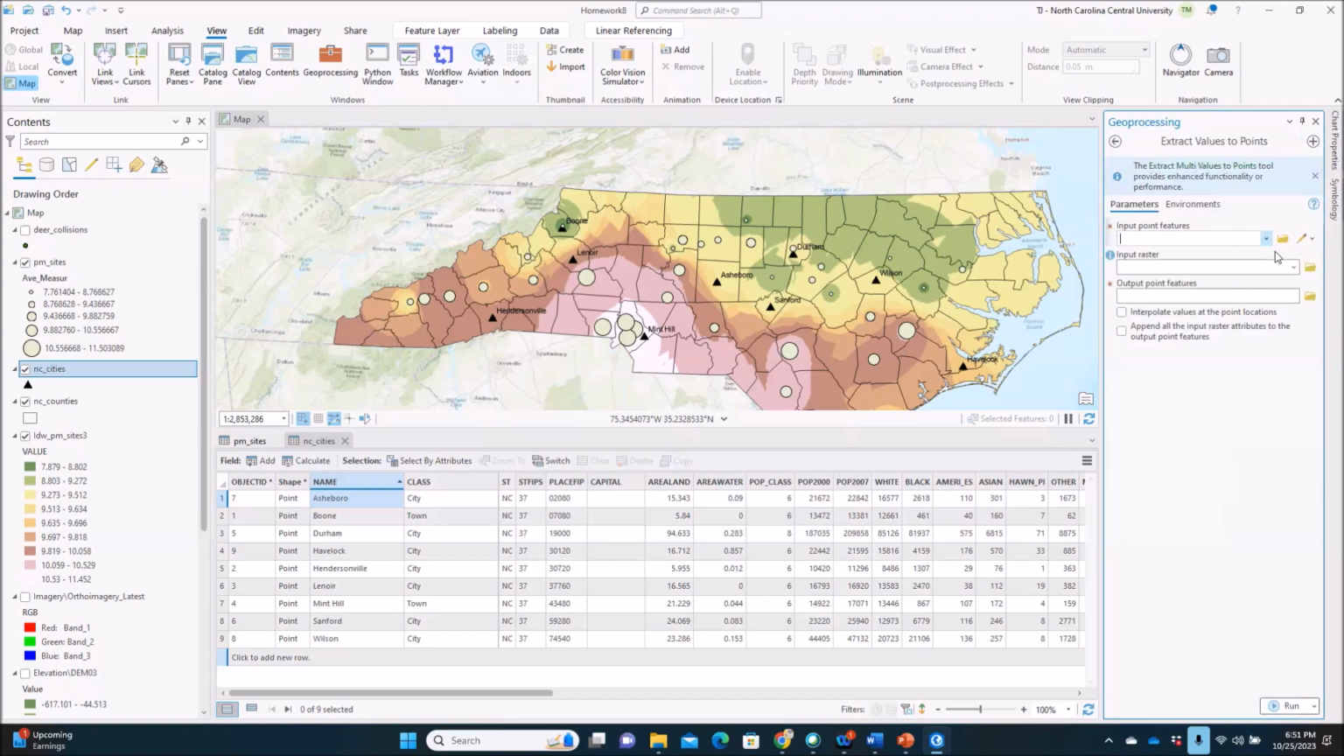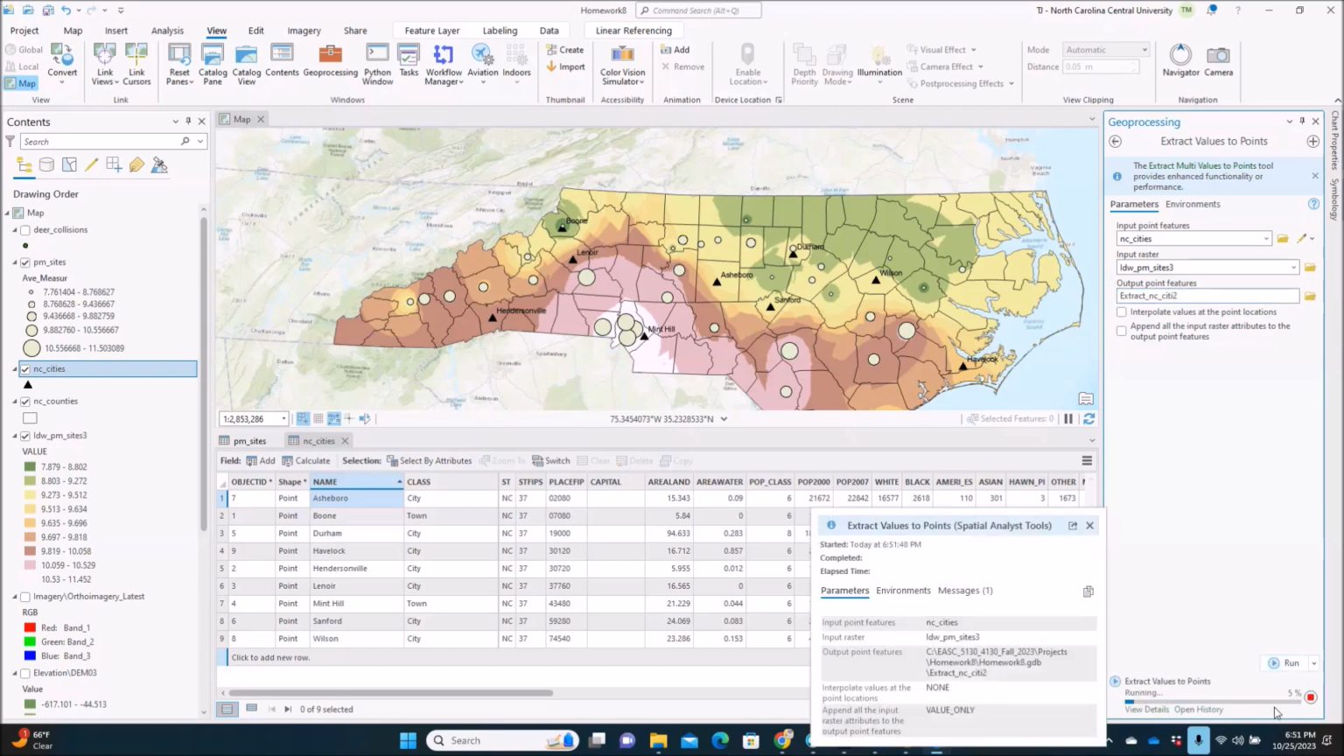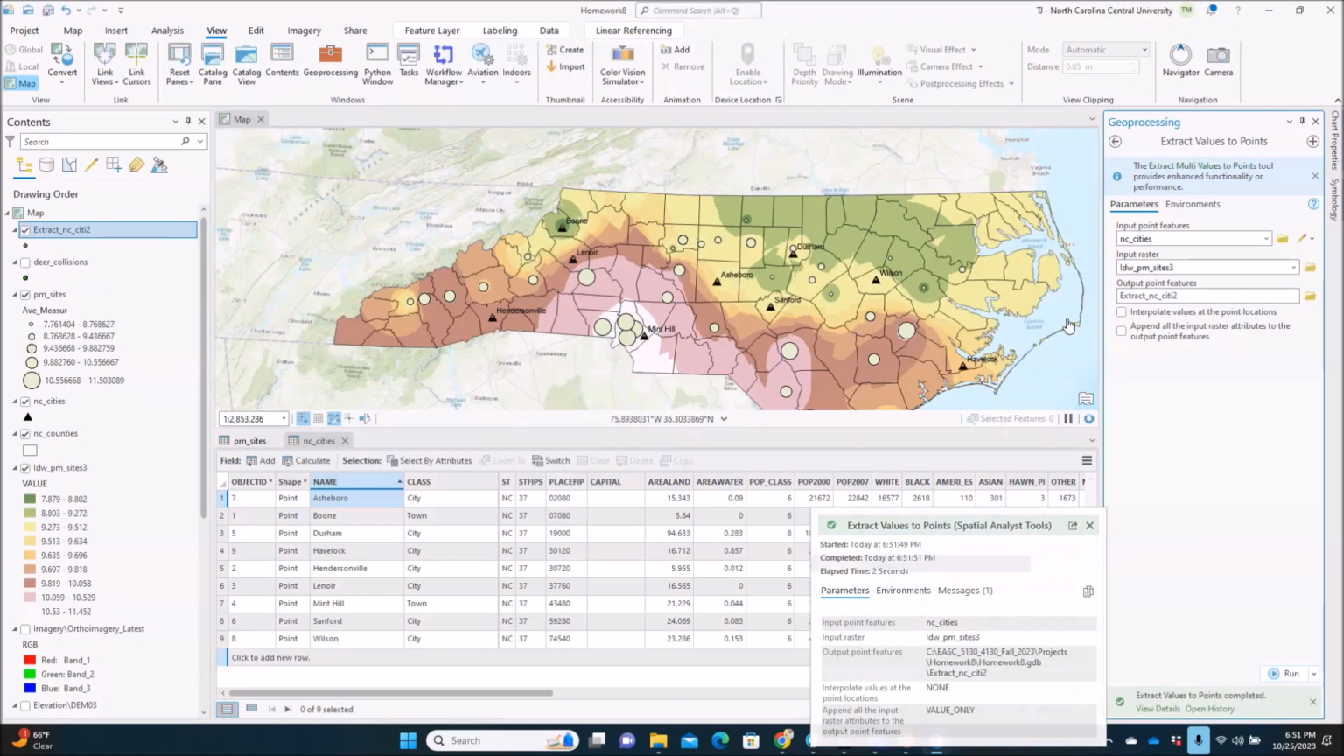So I'm going to click on this one right here. And so what are my input feature points? My NC cities. What's the raster? The thing that I went through the trouble of creating right here, which is this IDW Sites 3. And then I got a brand new feature class right here. And I've got these other options here. I've never used these before. Interpolate values at the point locations, append the output. And so it looks like I'm going to create a brand new feature class here called Extract NC Cities 2. And we can call them whatever we want, especially something that's going to make a little bit more sense.